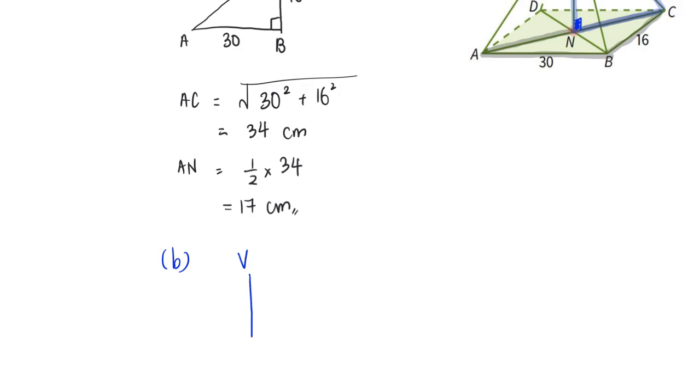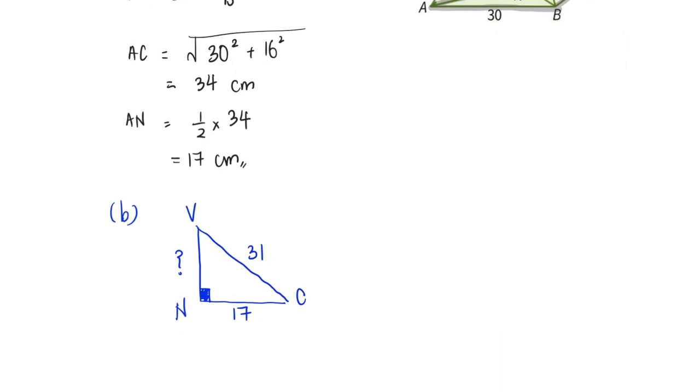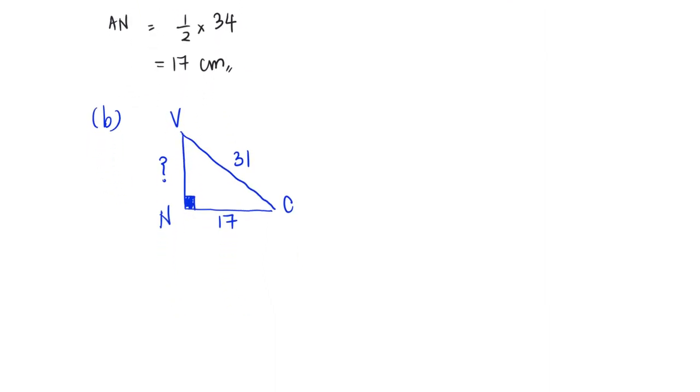V and C. We also can pull out this right angle. I have 31. NC and AN are the same, 17. How do I get my VN then? Yep. So it's simply application of Pythagoras theorem again.